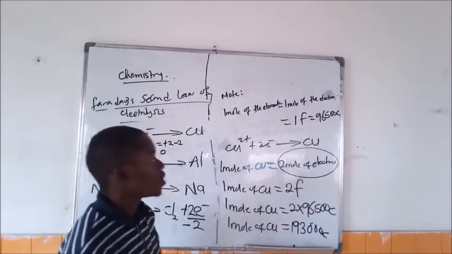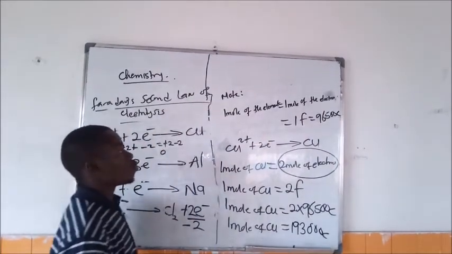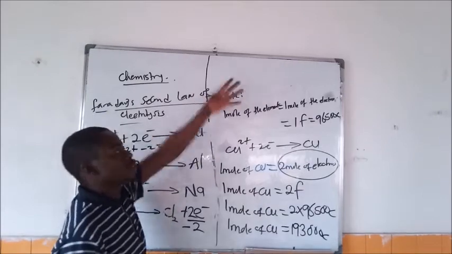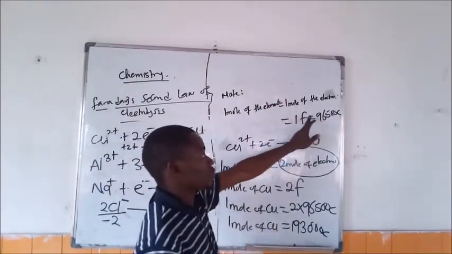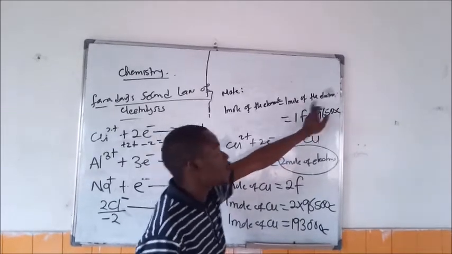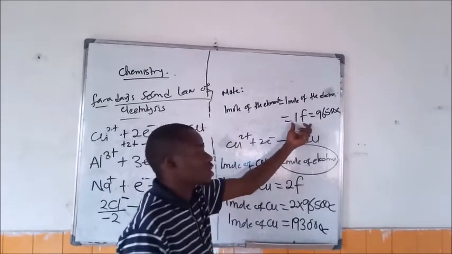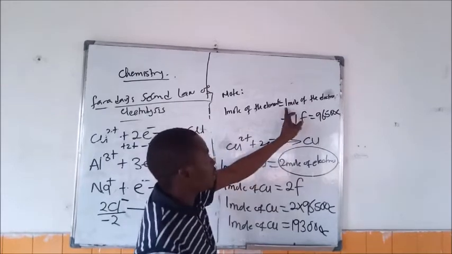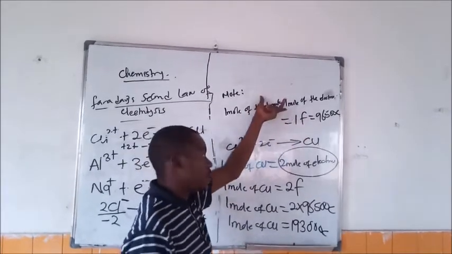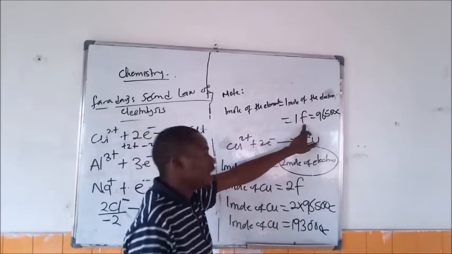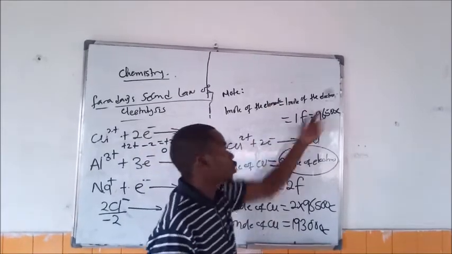Electron is also balanced, equal to 1 mole of the electron. So meaning that 1 mole of the element eventually discharged is always equal to 1 mole of the electron. And 1 mole of the electron is always equal to 1 farad. So if you have 2 mole of the electron required to discharge 1 mole of any element, you need 2 farad.